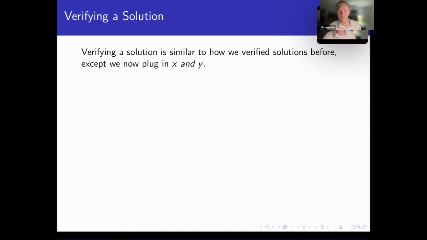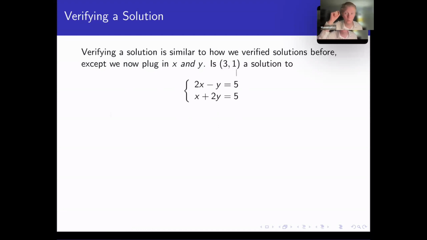So how we verify a solution is similar to how we verified solutions in the past, except now we're going to plug in x and y to whatever our system is. So systems will look like this. Not always necessarily with a bracket, but I like putting the bracket there to show this is the system. So now we want to know, is (3, 1) a solution to this system? Well, we can tell if it's a solution by plugging in 3 for x and 1 for y, but not just into one of these equations. We want to plug it into both equations. So let's substitute 3 and 1 for x and y respectively into both equations.